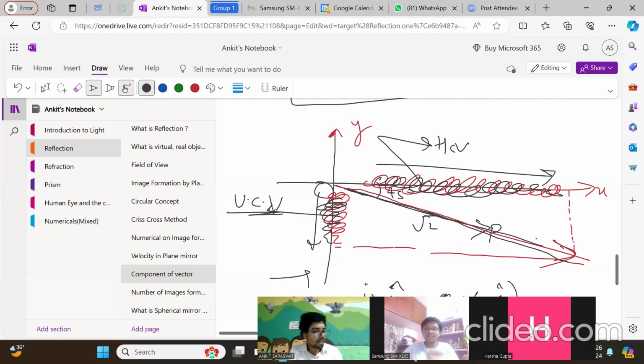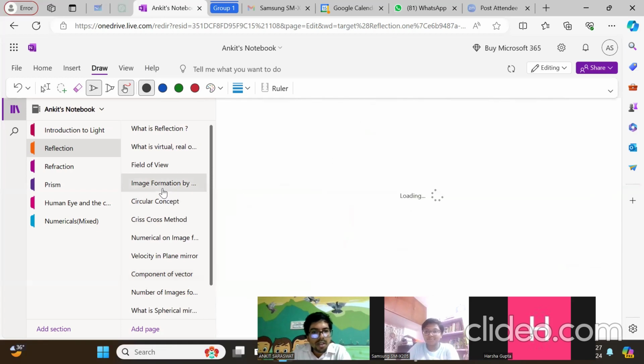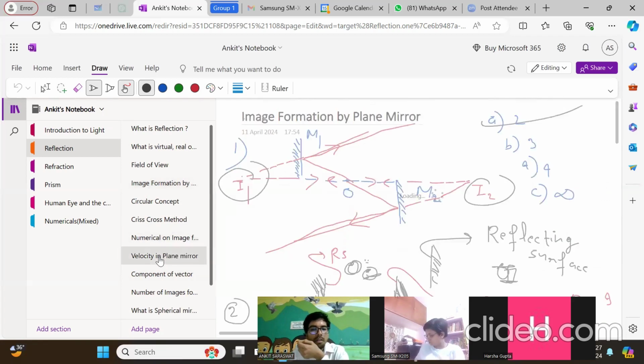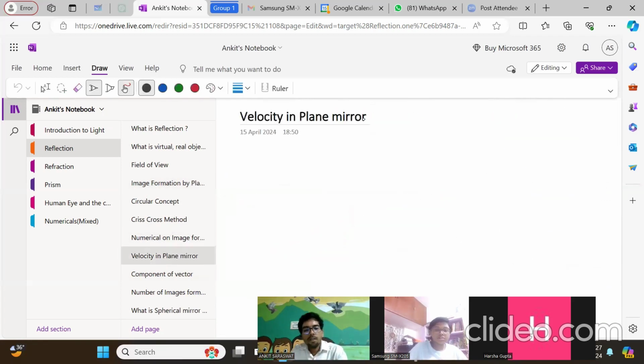I think these things, like components of a vector, have already been explained when I was teaching there. Till null vectors you completed, sir. I think splitting also has been covered, but in your class maybe it is not done. Okay. Now we will start velocity in a plane mirror.